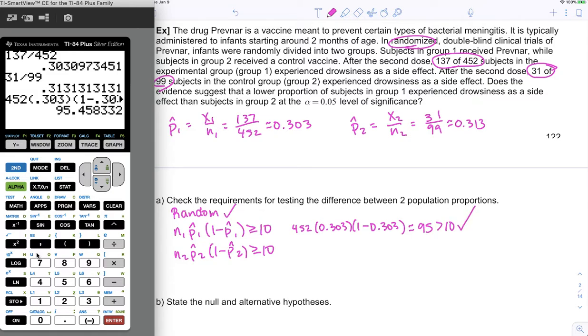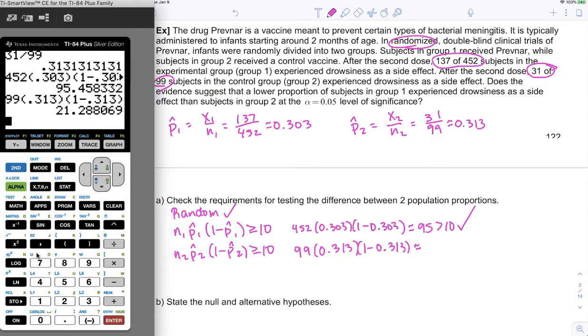Okay, so let's try that for the second sample. The second sample size was quite a bit smaller. So 99 times p hat 2 times 1 minus p hat 2. Put this in the calculator as well. So 99 times 0.313 times 1 minus 0.313. And we get about 21, which is fine. As long as it's greater than 10, we're good.